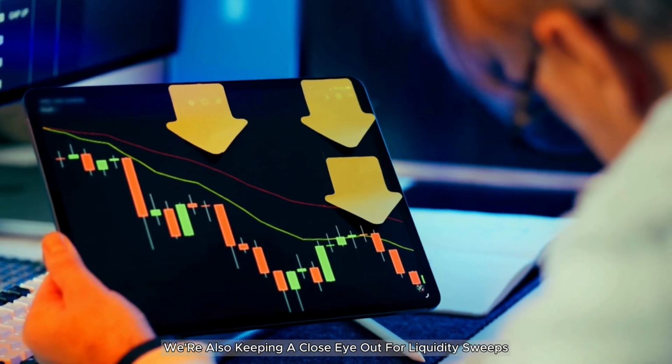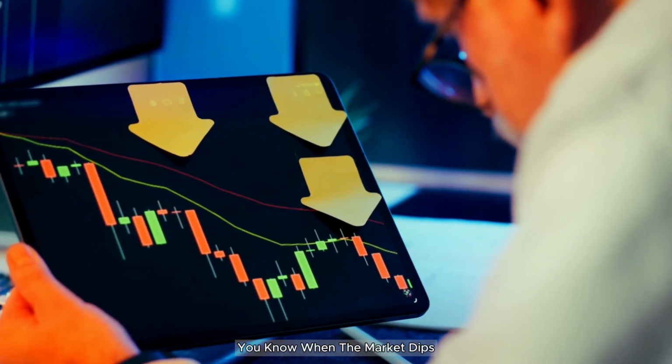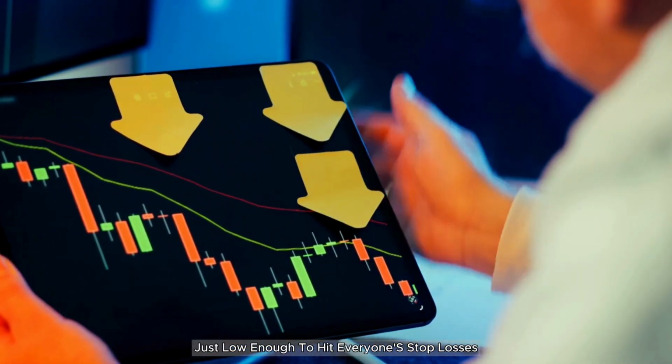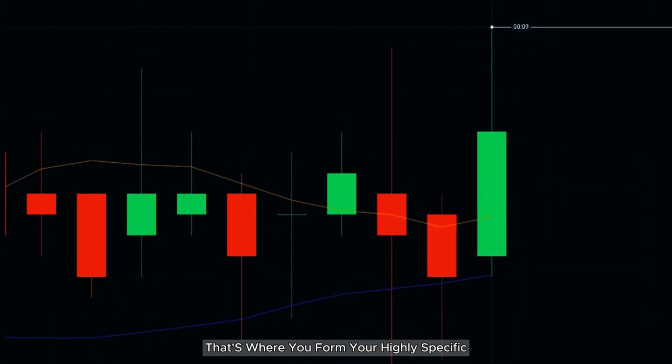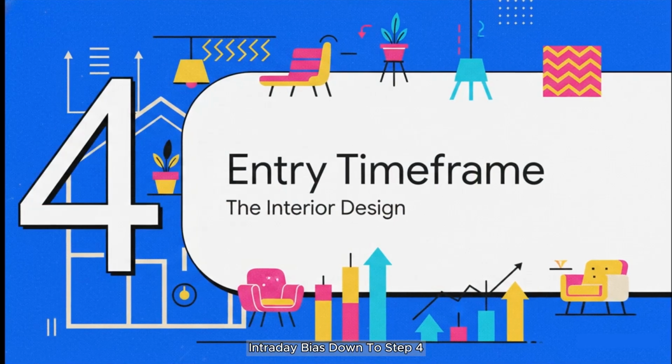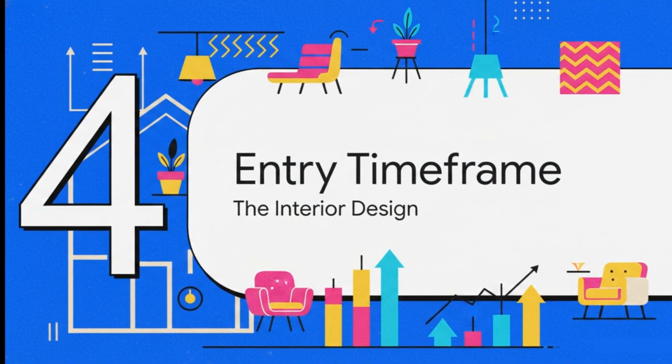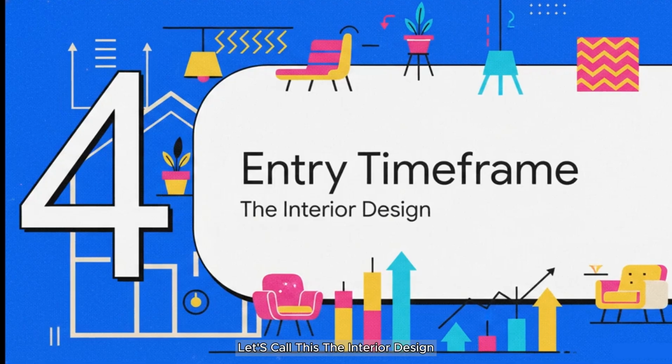We're also keeping a close eye out for liquidity sweeps. You know, when the market dips just low enough to hit everyone's stop losses before suddenly reversing. Yeah, that's where you form your highly specific intraday bias. Down to step 4, the entry timeframe. Let's call this the interior design.